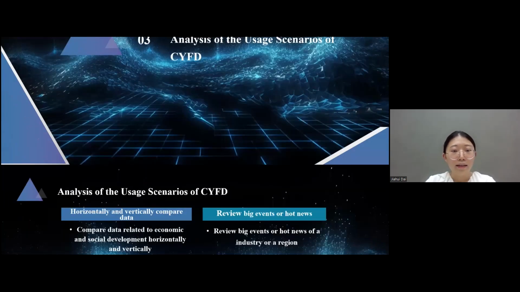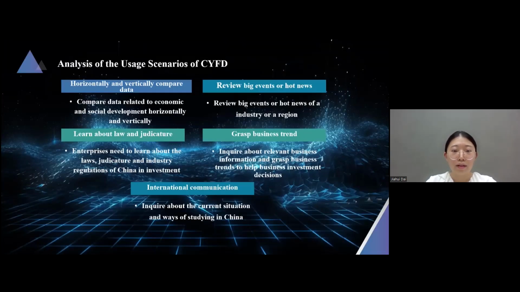By analyzing the purpose of users, we have summarized the following 5 usage scenarios. The first one is to horizontally and vertically compare data. Because the yearbooks are annually published and collect rich information, we can compare the relevant data in the fields of economic and social development horizontally and vertically.